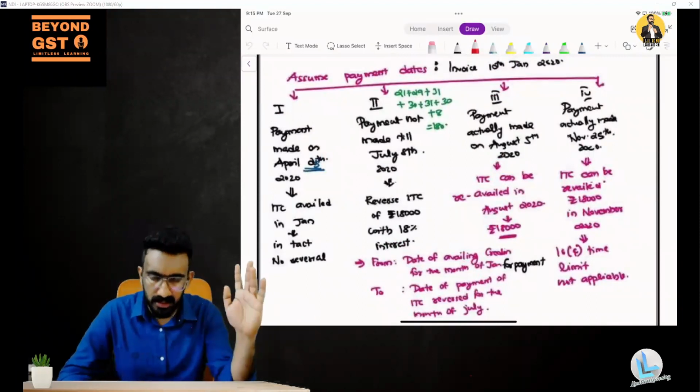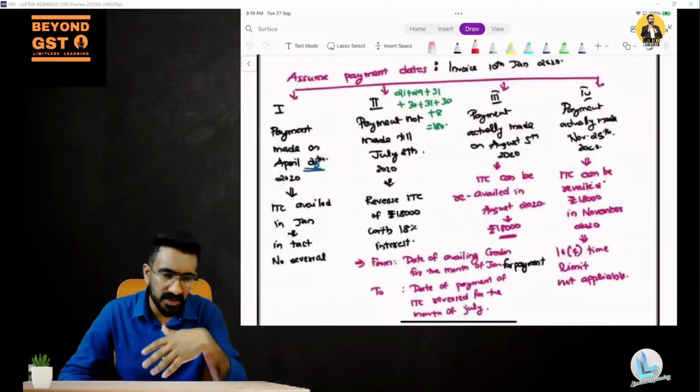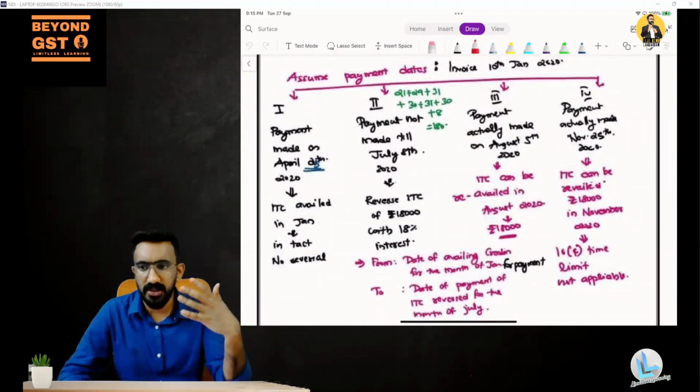Interest is gone. But at that time, don't consider the time limit for taking ITC and all that, because it's not an ITC you're taking fresh. You've already taken ITC. Now you have made the payment.